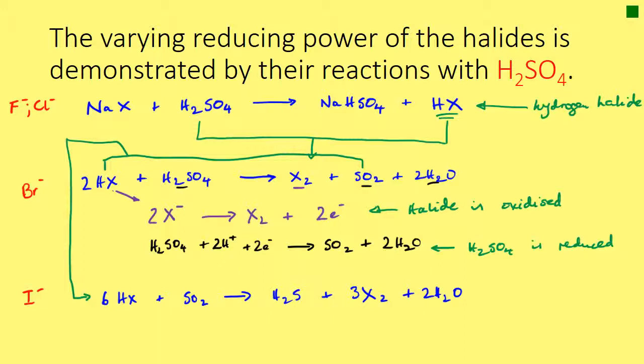As it happens, that makes sodium hydrogen sulfate and a hydrogen halide. Let's just note that in green, because that's the interesting part of this reaction. A hydrogen halide is produced.